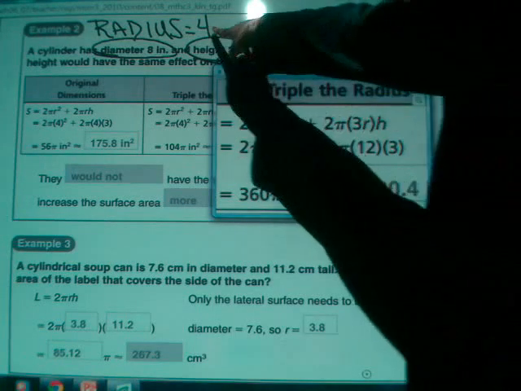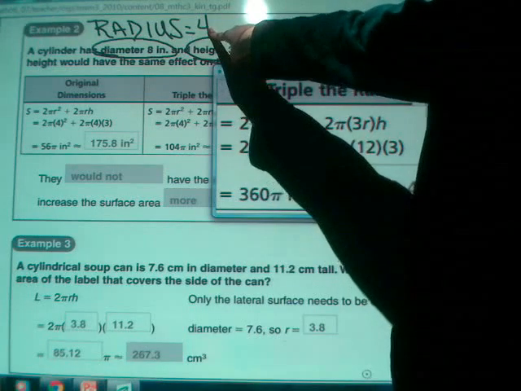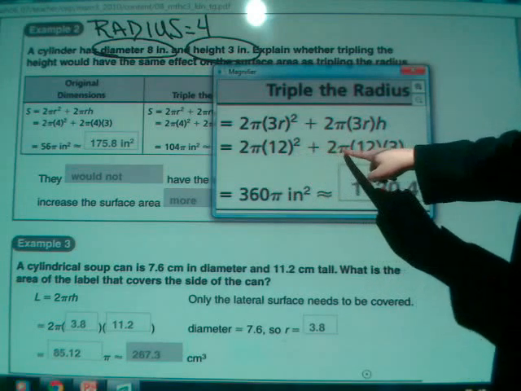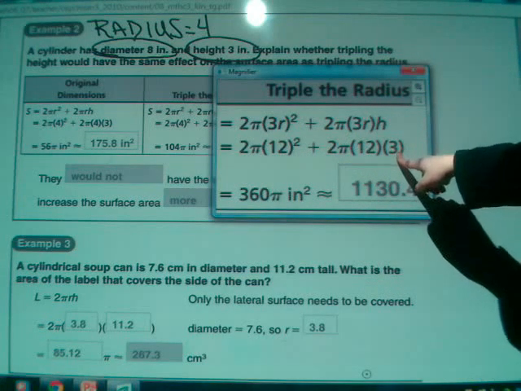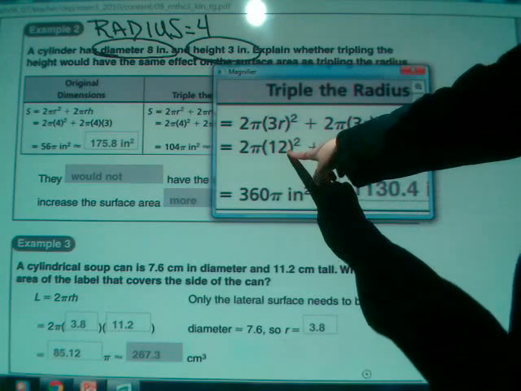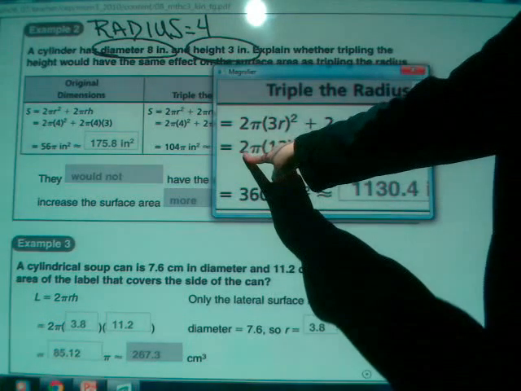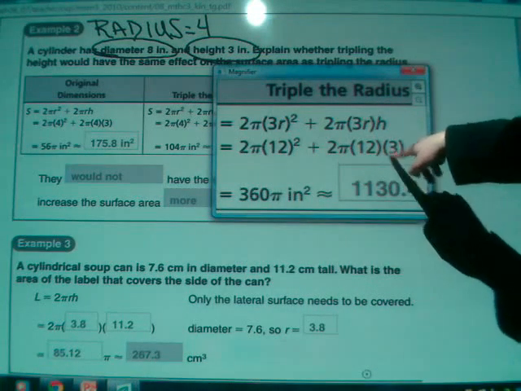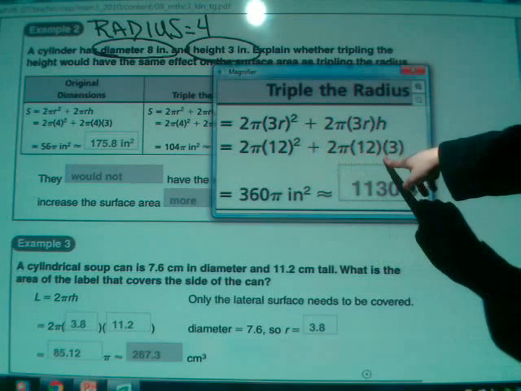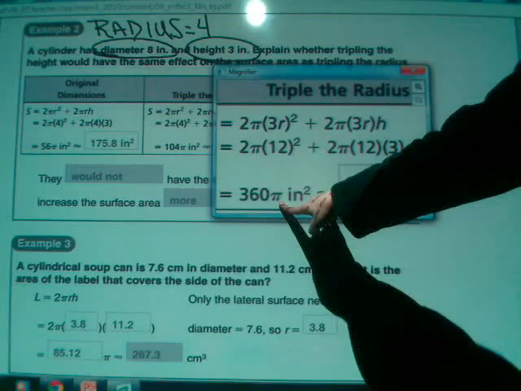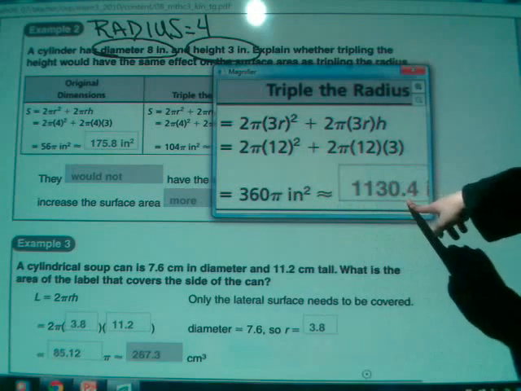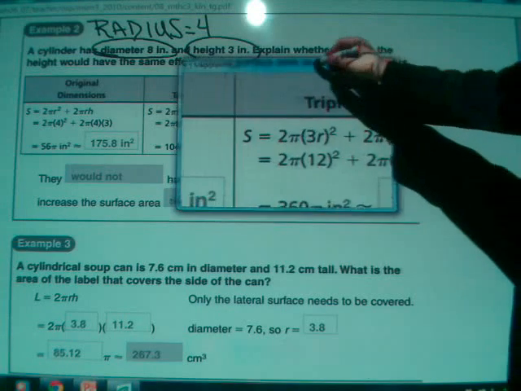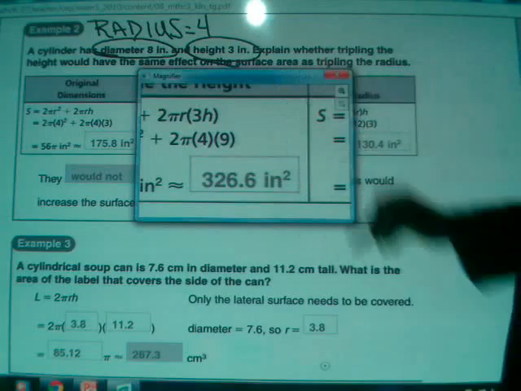Since the r number was 4, when I triple it now it's going to say 12. So this is 2 times pi times 12 squared, and 2 times pi times 12 times 3. Simplifying here, 12 squared is 144, times the 2 is 288, that's 288 pi. Over here, 12 times 3 is 36, times 2 is 72, that's 72 pies. Add those together, you get 360 pies, or the same thing as 1130.4. So we got 1130.4 there, and back over there we got 326.6.